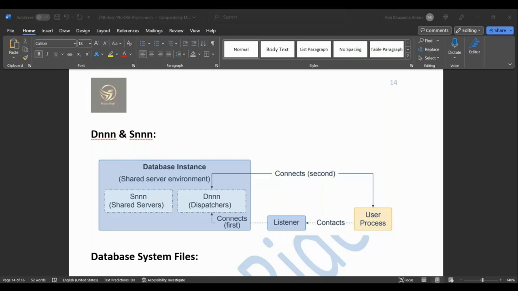And then Snnn means the shared server process. Whichever is available will come and do the task, and after that it will put the result into the dispatcher area, and then the dispatcher will return the result to the user process. So this is the same way it works. Both these processes run as a thread and operating system process of your database. So these are the background processes, mandatory and optional, that we have.